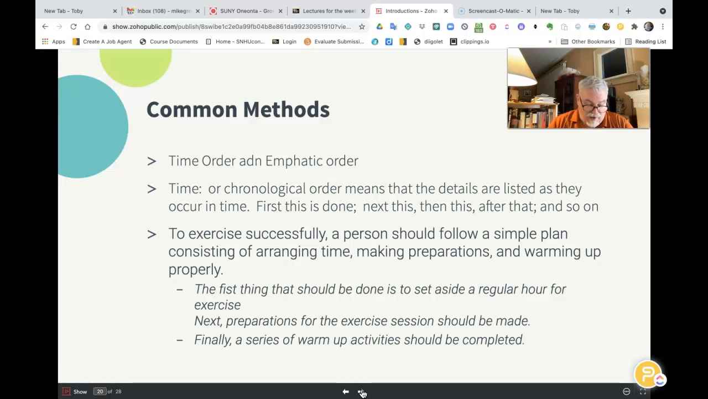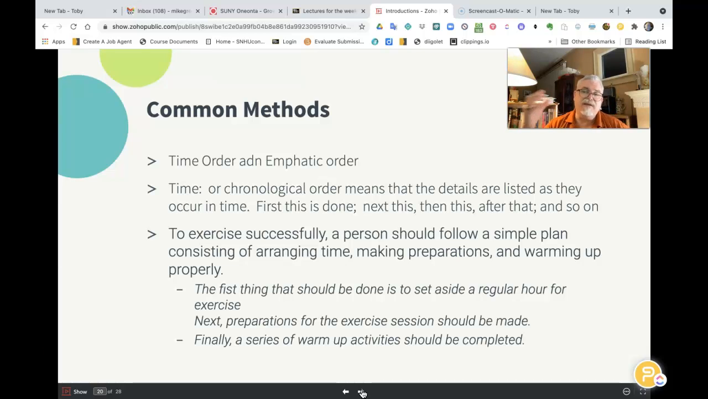Okay? So, how are we going to put these in some kind of order? Well, we would start writing things out with the first thing that should be done is to set aside a regular hour for exercise. Boom, a regular time. Next, preparations for the exercise session should take place. Finally, a series of warm-up activities should be completed. Smooth, one to the other. We know what happens first, we know what happens after that, and we know what the last thing is. And we have the order set up right here.